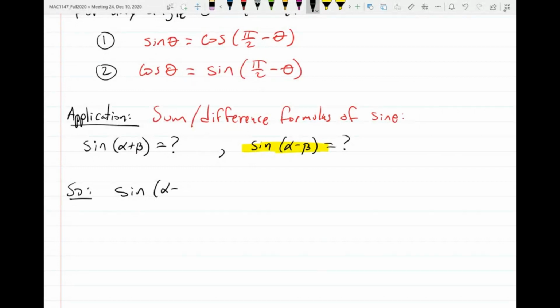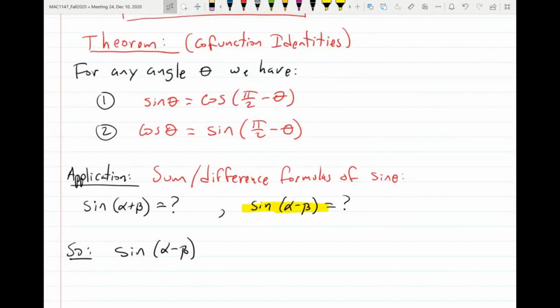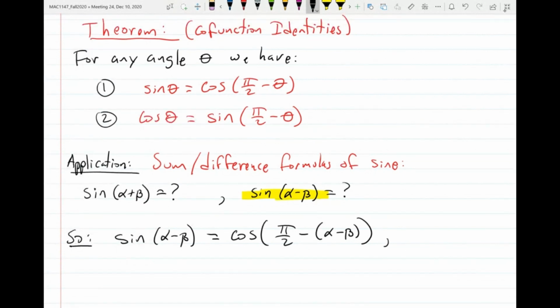Okay, so let's take a look at sine of alpha minus beta. Then, of course, I want to somehow use the fact that we already know how to deal with cosine. Okay, so if we use the co-function identity that we have above, that says that sine can be written in terms of a cosine, we can write this as cosine of pi over 2 minus alpha minus beta. Okay, so this is using the co-function identity number one. Everybody okay with this so far?